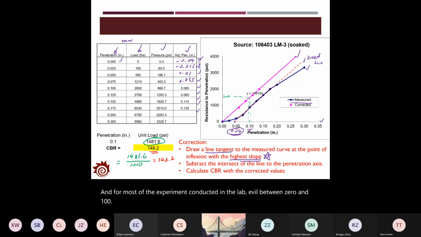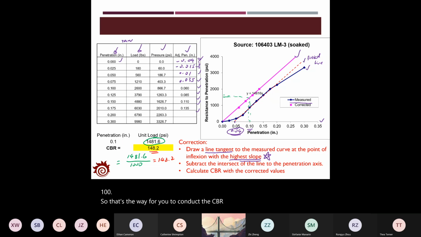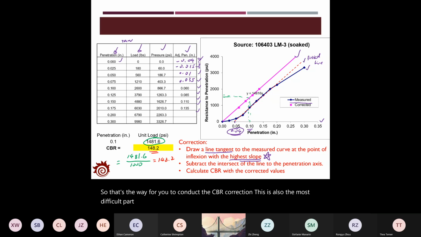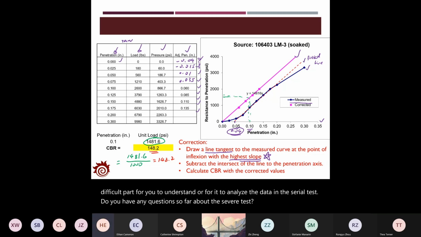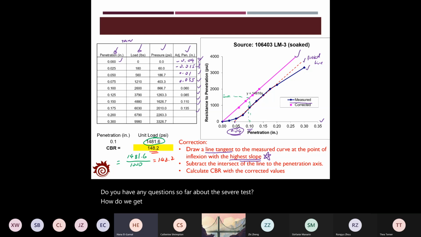So that's the way for you to conduct the CBR correction. This is also the most difficult part for you to understand or to analyze the data in the CBR test. Do you have any questions so far about the CBR test? Doctor, sorry, how do we get the adjacent penetration, the last column? The last column. So this is not adjacent; it's adjusted penetration.